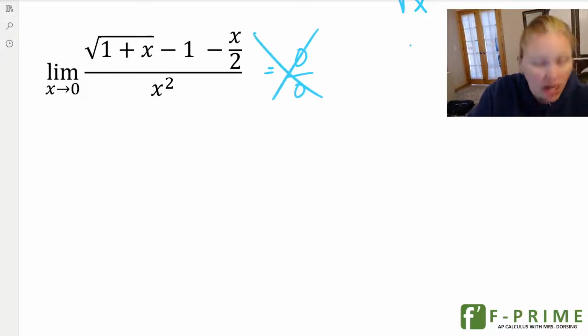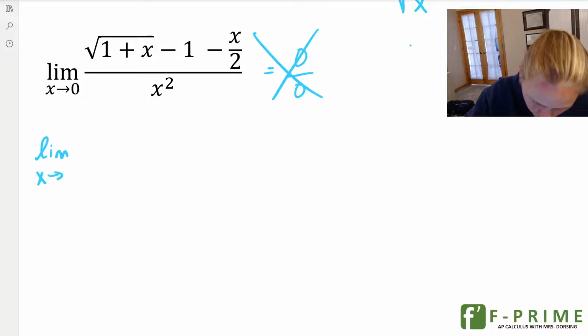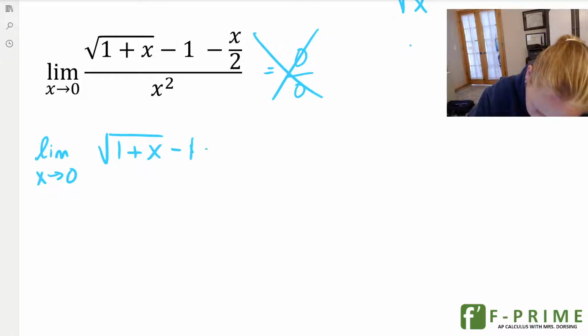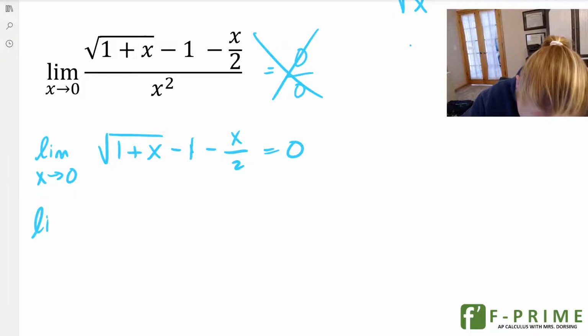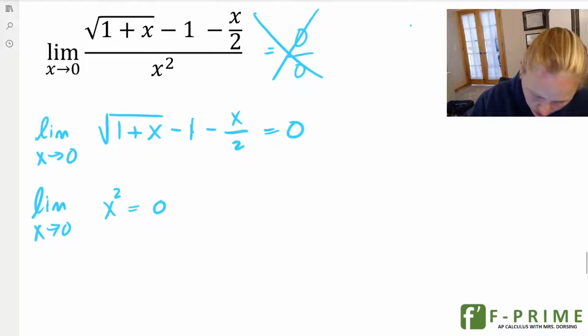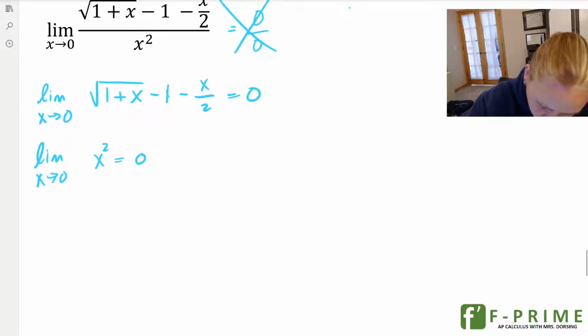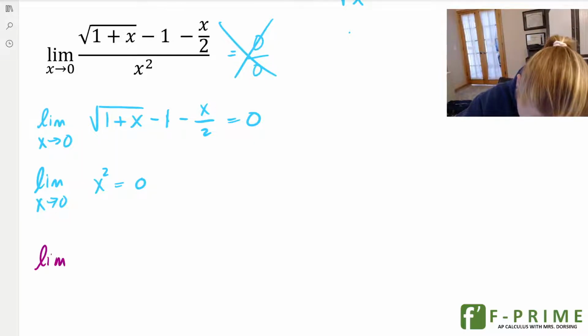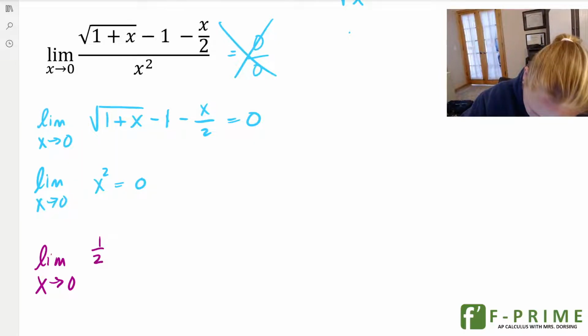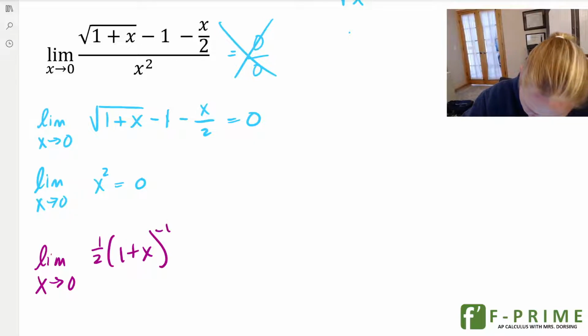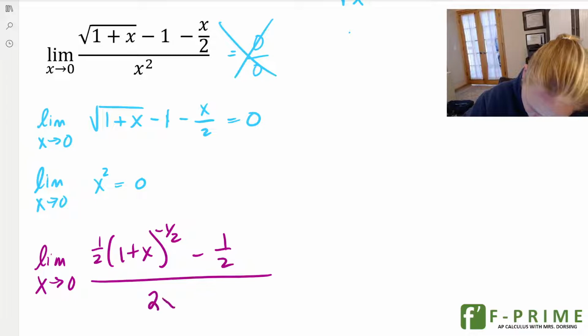over 0, but I'm going to X that out right away because I'm not allowed to leave that on my paper. And I'm going to say, okay, well, the limit as x approaches 0, I'm going to write out the numerator equals 0. The limit of the denominator equals 0. And now I've set myself up. I can apply L'Hopital's rule, so I'm going to go ahead and do my derivatives. I'm going to say the limit as x approaches 0 of 1/2 times 1 plus x to the negative 1/2 minus 1/2 all over 2x.